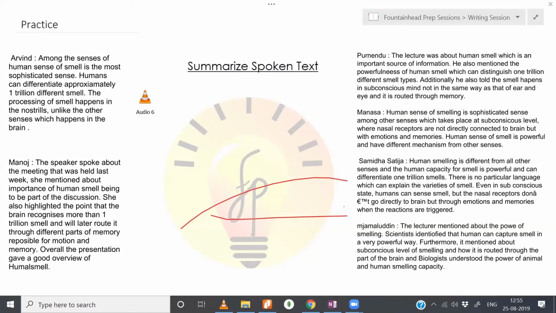Should we write the last sentence with "in conclusion"? No, you don't have to write "in conclusion" because most of the time you may not have a conclusion. You don't have to write a conclusion. If you address two main key aspects of the lecture, you pretty much have covered everything, because it's anyway a 60 to 90-second lecture.